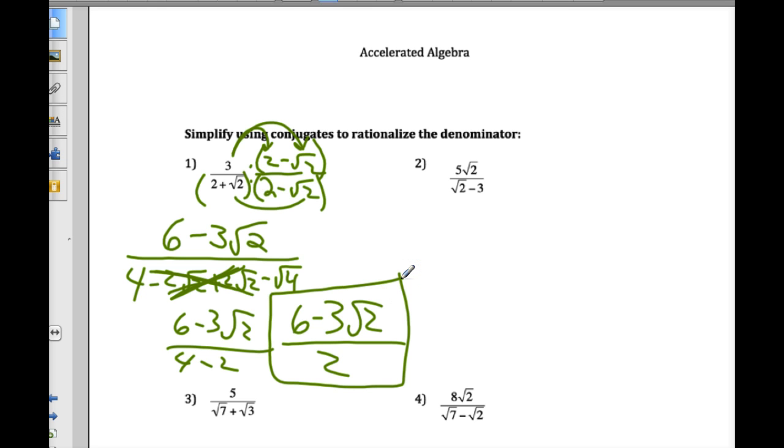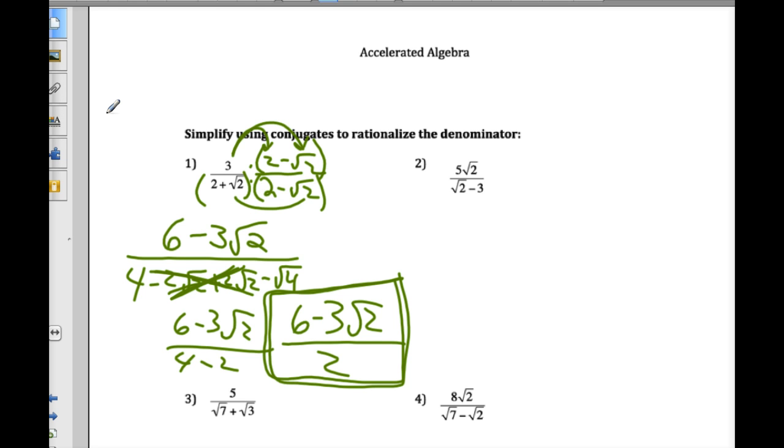That's the final answer. Can't you simplify? Can I simplify the 2 and the 6? Why not? Because the 2 would have to go into the other piece of the top as well. If that 3 were a 4, or an even number, then you could do it. But because 3 is odd, you don't want to simplify that anymore. All we're doing is rationalizing our denominator.